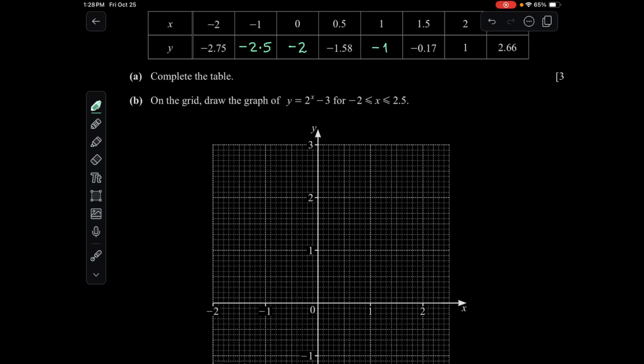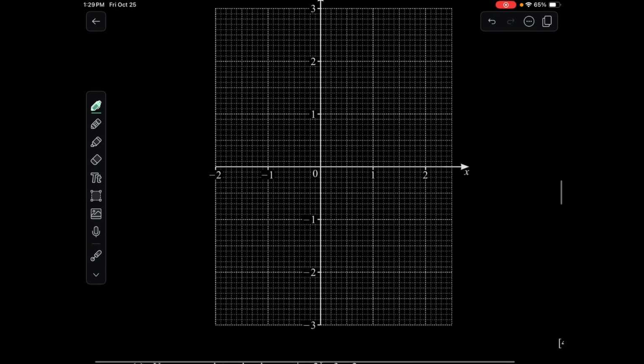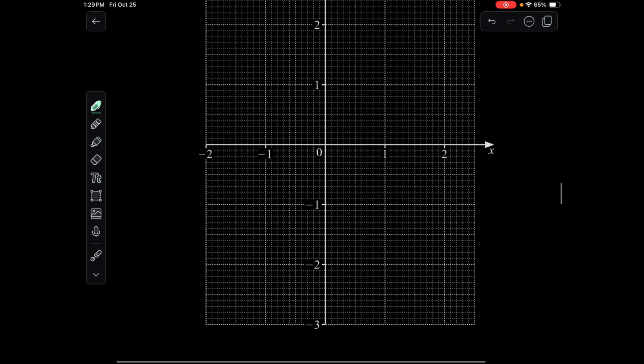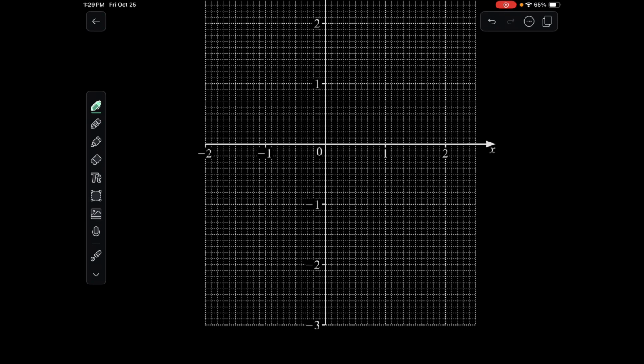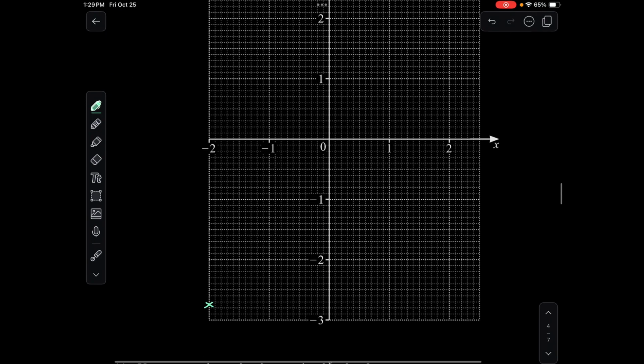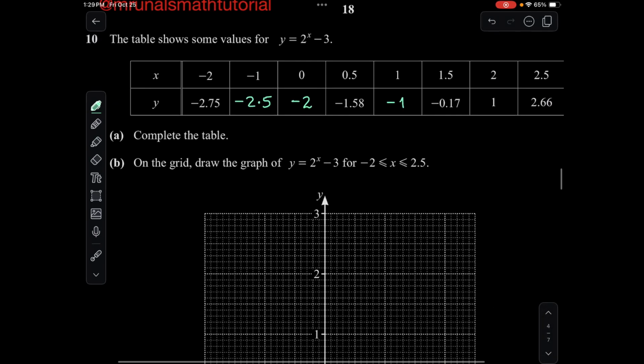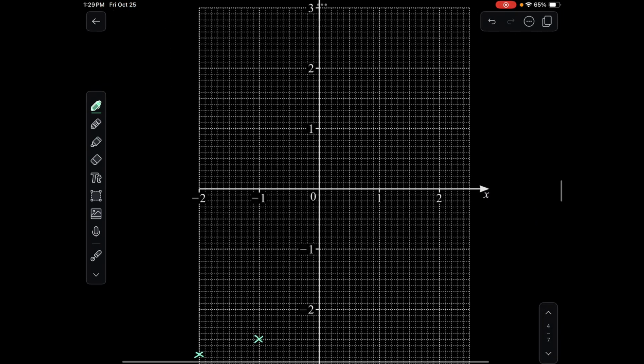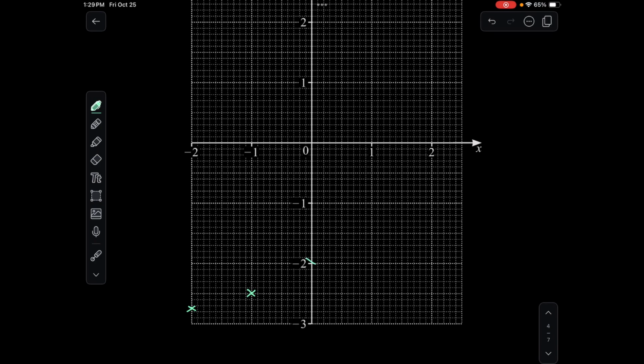For minus 2, we are having minus 2.75. Now here on the y-axis, minus 2 and minus 2.75. So approximately over here. Then minus 1 is minus 2.5. For 0, it's minus 2.